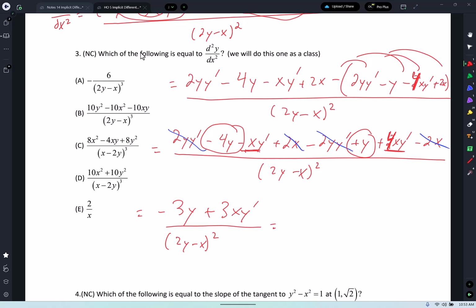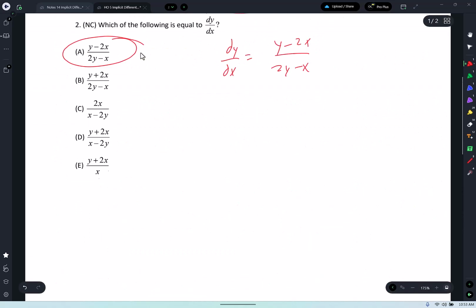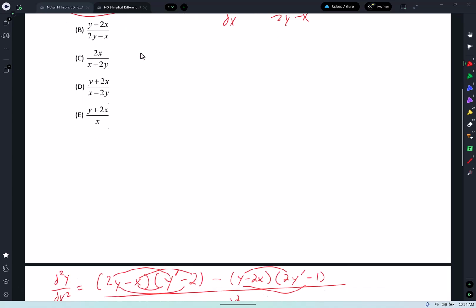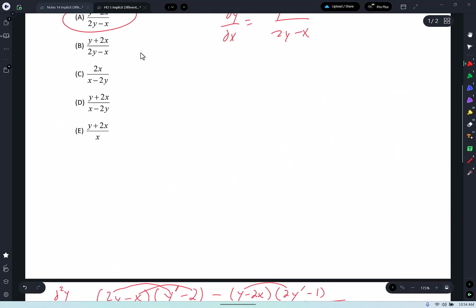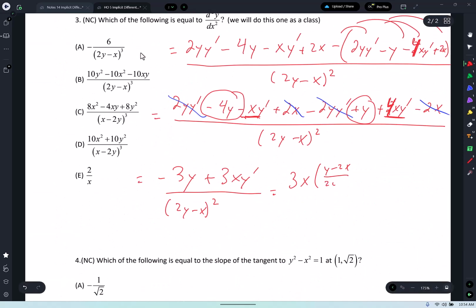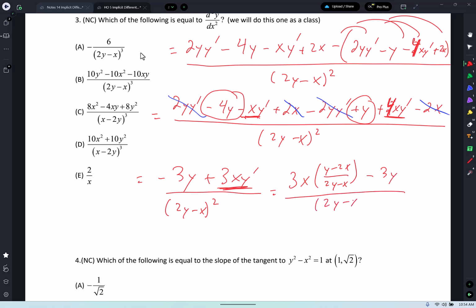I'm going to move this front 3x, and then where it says y prime, I'm going to put what dy/dx is, which was this guy: y minus 2x over 2y minus x. I put this one first: minus 3y over (2y minus x) squared.